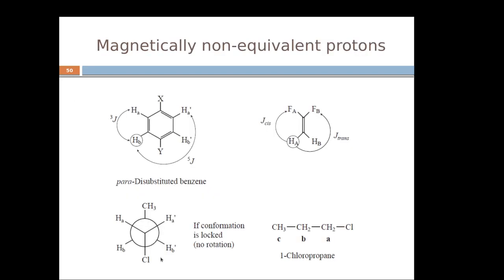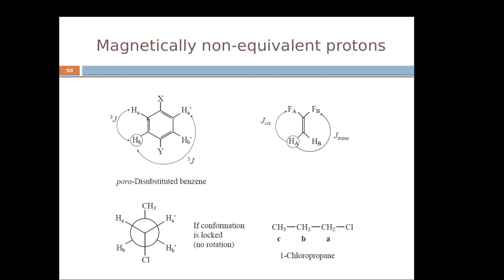Okay, so here we shall see some magnetically non-equivalent protons. If we consider this para-disubstituted benzene, you can see proton A prime and B prime. The interaction between proton A and proton B here is usually spin coupling, which we shall see later. The spin coupling usually happens through the intervening chemical bonds between the protons. So there are two bonds between these two protons.